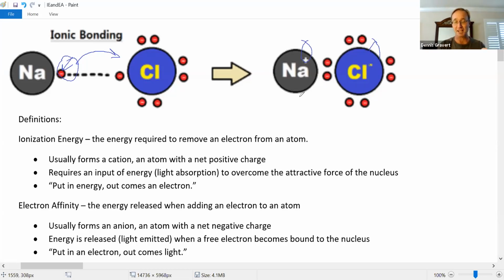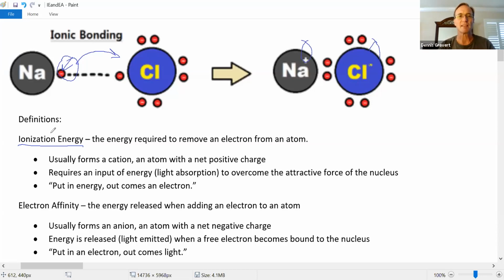All right, so that was discussed in the previous video. Let's get a little more technical, a little more precise with our language. Let's define two terms. First one is ionization energy. Ionization energy is all about the metal here. It's the amount of energy required to remove an electron from an atom. So we need to make it an ion. So what's the energy it takes to ionize it?